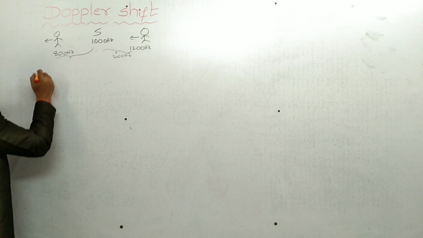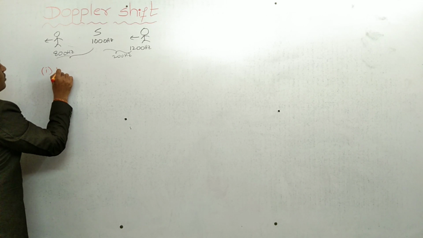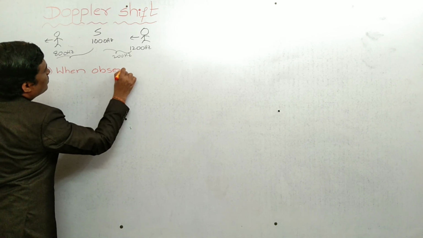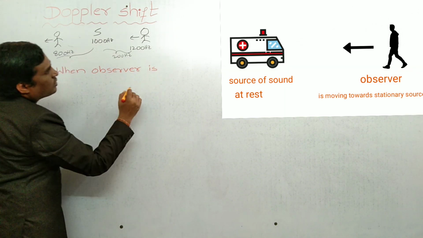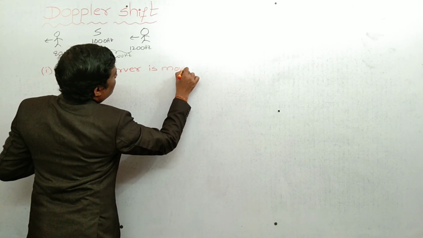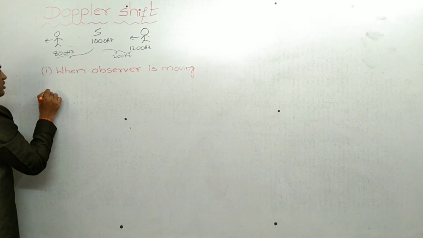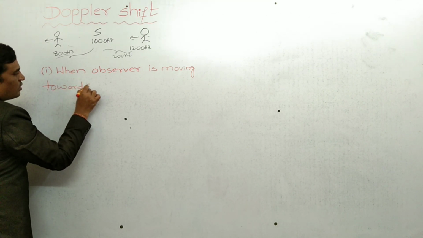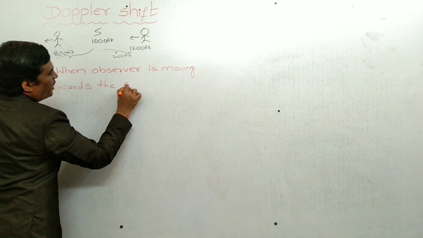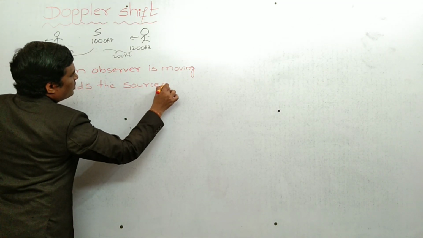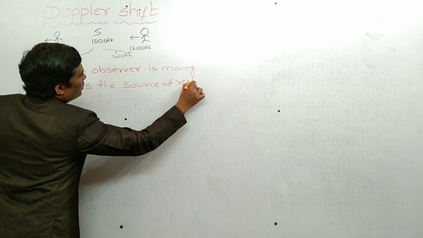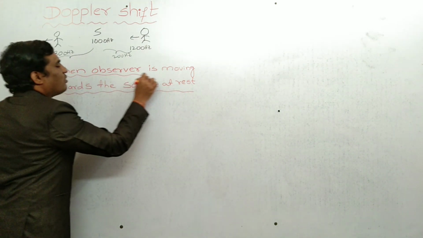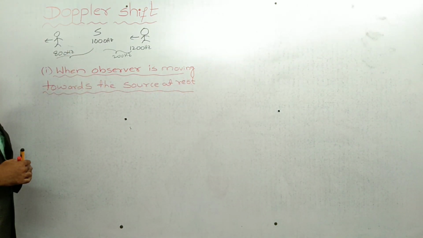First case, when the observer is moving towards the source, towards the source at rest. It is the stationary source. Now the source of sound is at rest position and the observer is moving towards the source of sound.